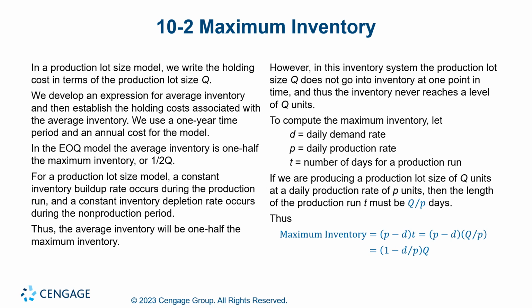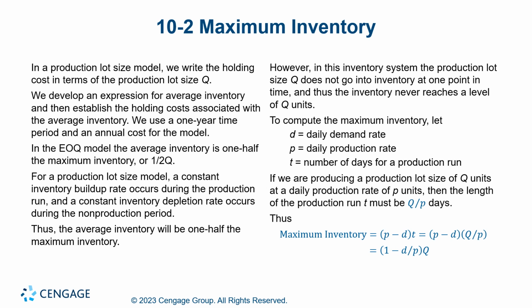So the daily inventory build-up rate during the production phase is P minus D. If we run production for T days, and then we place P minus D units in inventory every day, the inventory at the end of the production run will be (P minus D) times T. So we can see that the inventory at the end of the production run is also the maximum inventory, as you can see from the figure in the previous slide.